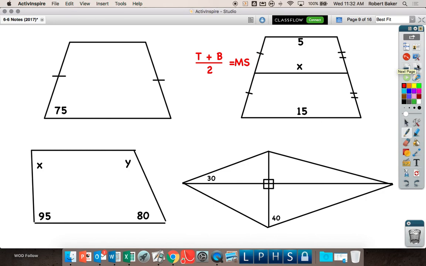What shape is that? Nope. Quadrilateral. It's just a quadrilateral. We have no information that says otherwise. You need to know that this piece is parallel to that piece in order to justify that it is a trapezoid. Now it's a trapezoid.